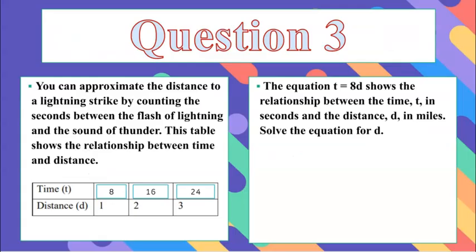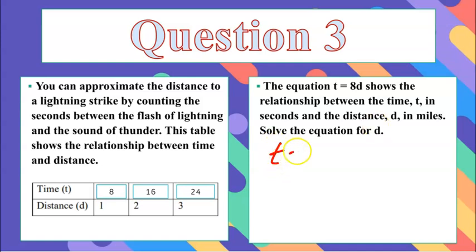Question 3. You can approximate the distance to a lightning strike by counting the seconds between the flash of lightning and the sound of thunder. This table shows a relationship between time and distance. So you can see the table below. The question is, the equation t equals 8d shows the relationship between the time t in seconds and the distance d in miles. So we need to solve the equation for d.